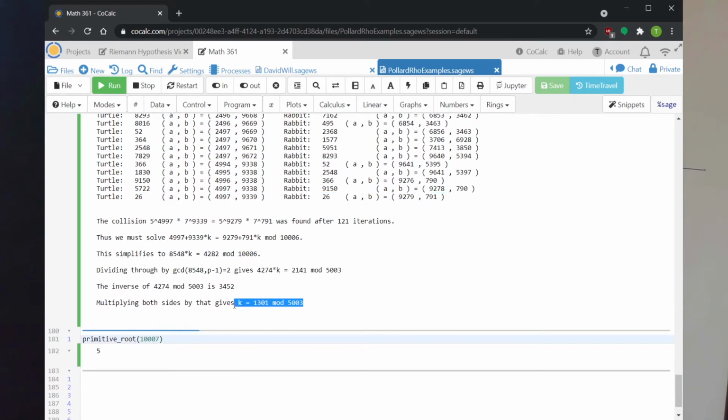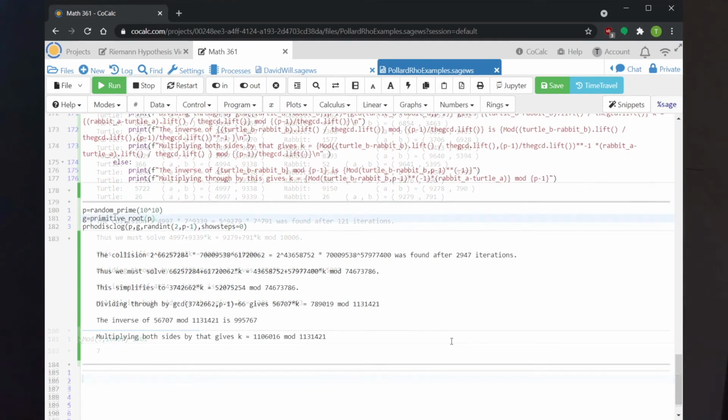Again, in this instance, I end up finding k not mod 10,007, but mod 5,003. And so we again have narrowed it down to two possibilities. Either the discrete log is 1,301, or it's 1,301 plus 5,003. Let's see which one it is. In this case, we're lucky on the first go. The discrete log of 7 base 5 mod 10,007 is 1,301.